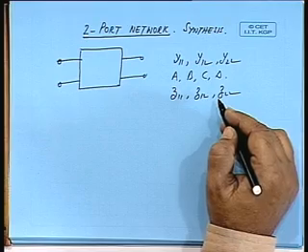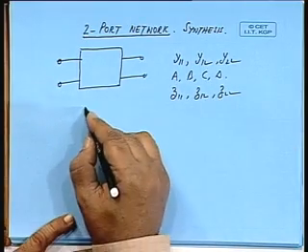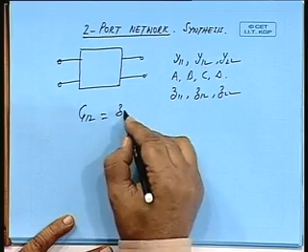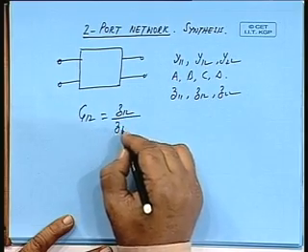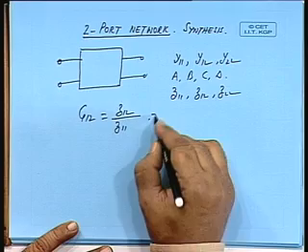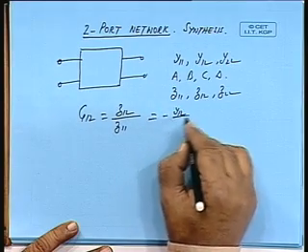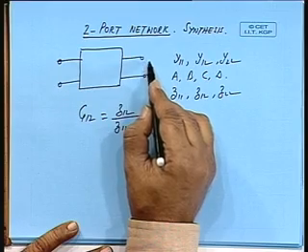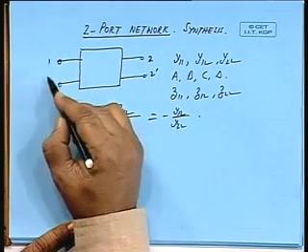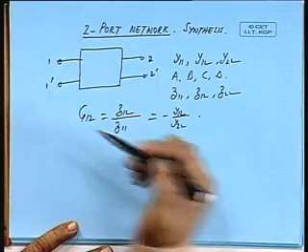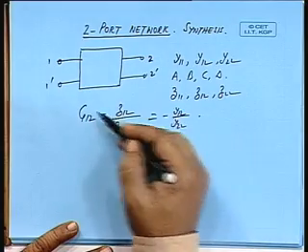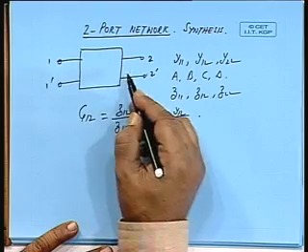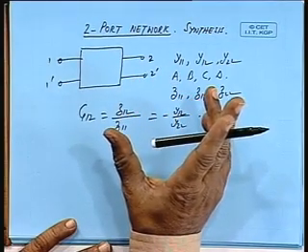Sometimes you may be given only a gain function G12, which is given by this, or minus Y12 by Y22. So, if this voltage by this voltage is the gain function, only the gain function is given, then you are asked to realize a network to give that particular gain function.